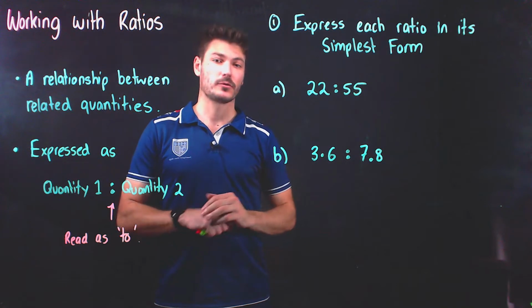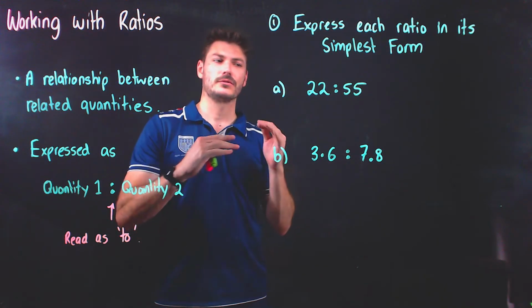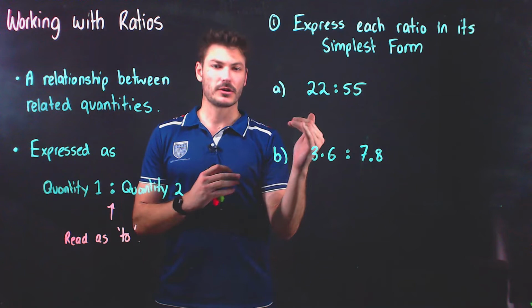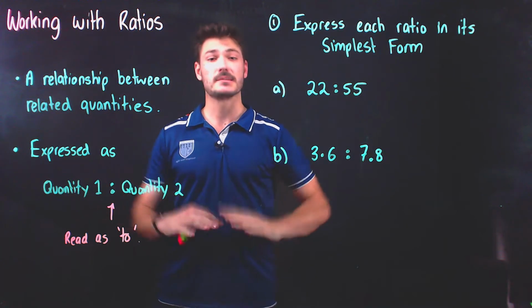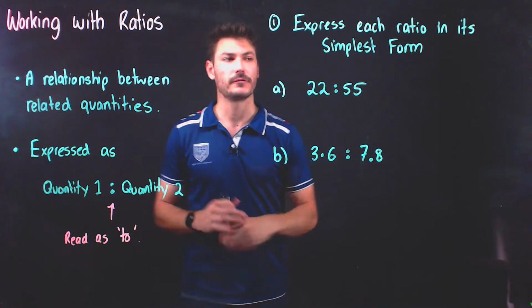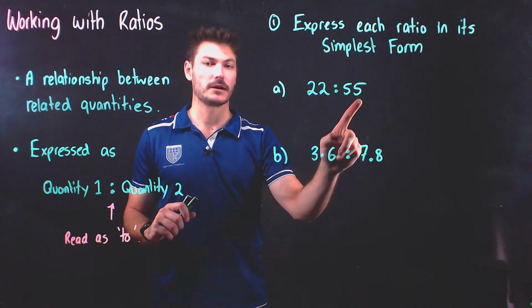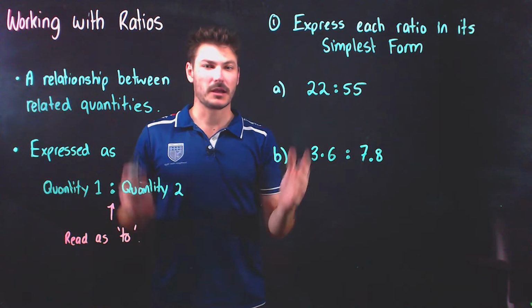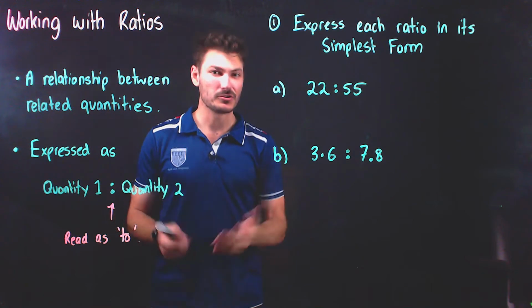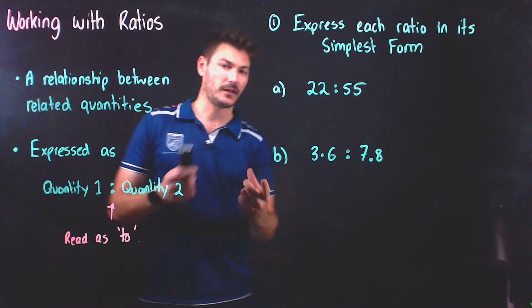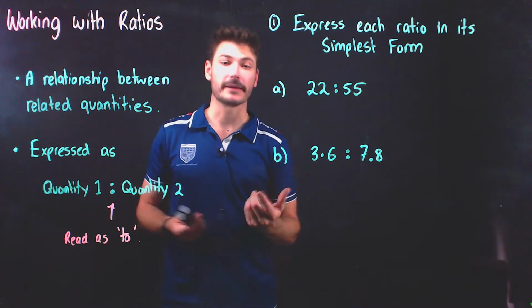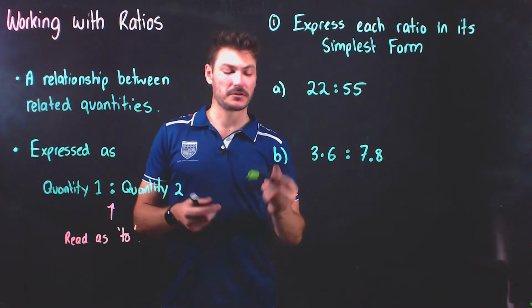The second type of question that you might face is to not express something as a ratio, but rather take a ratio and simplify it so it's in its most simple form. So in this question, part A, I have 22 to 55. What I notice immediately is that the numbers are doubled, which usually, if they're 2-digit numbers, is indicative that they are divisible by 11. And it's true that these are both divisible by 11.